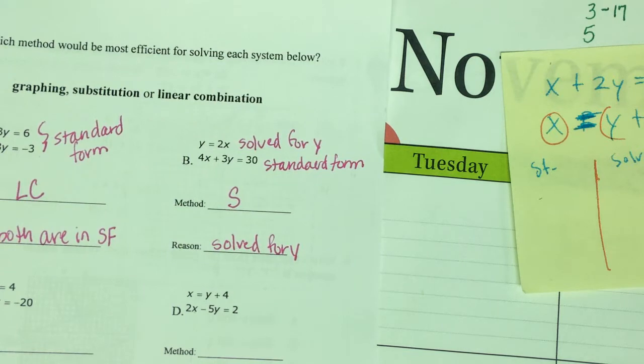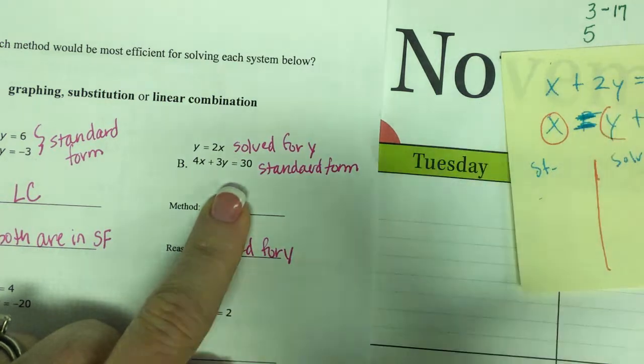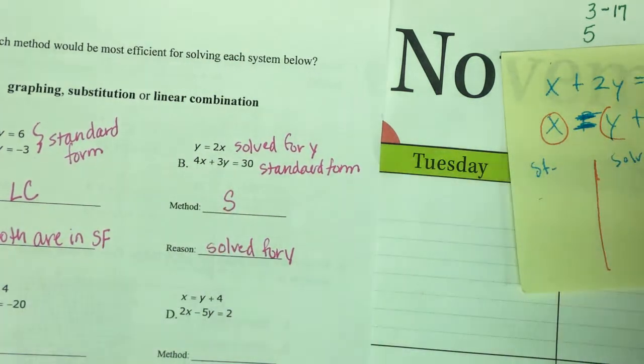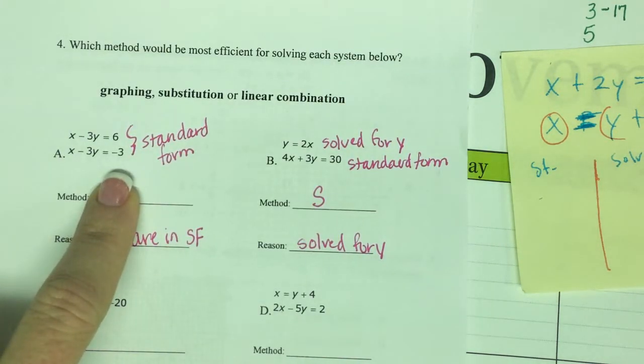So tomorrow, whenever you're taking the test and it's telling you to identify which method you're going to use, it wants you to justify your answer, or show some type of work. And all you need to do is, for this, you would say, well, one's already solved for y. That would be your reasoning. That would be your way to justify it. Does that make sense? Yeah, or if you had one like this, it would be because both equations are in standard form.